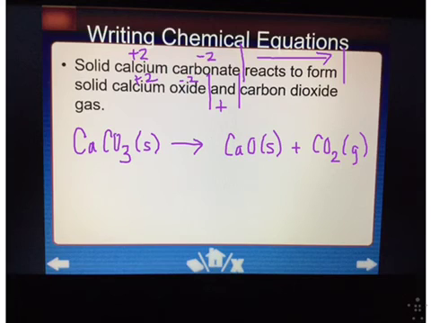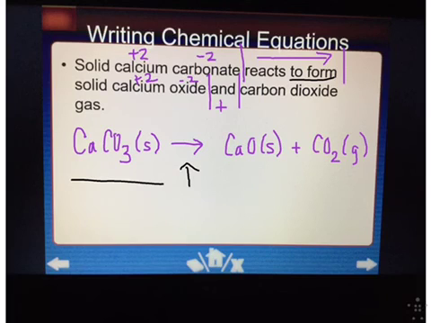Calcium carbonate, I have a metal there, so that told me it was ionic, so I went and looked at my charges. They balance out, so no subscripts were needed for calcium carbonate. It's a solid. So that covered that part. And then reacts to form. The to form told me that it was arrow time. And then solid calcium oxide.